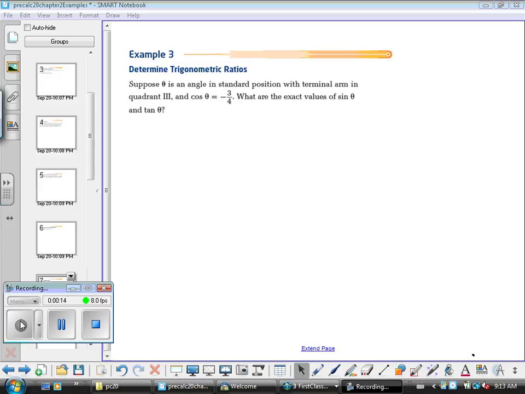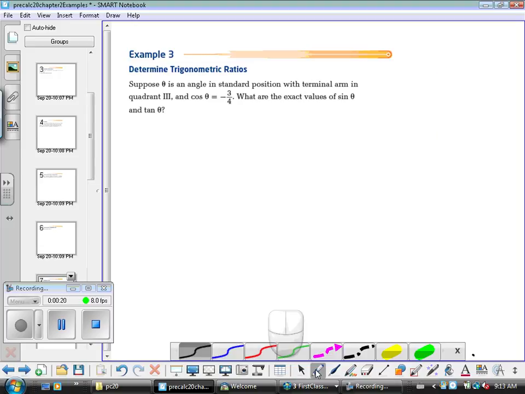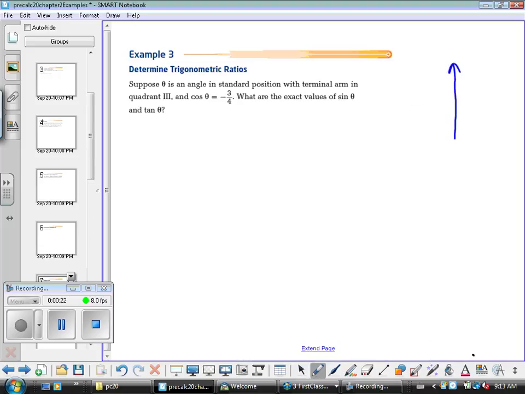It's important that they tell us that it's in quadrant 3 because with a negative cos value, you know that your angle could be in either quadrant 2 or 3, right? Because cos is positive in the first and fourth quadrants, and it's negative in the second and third. So we're looking in the third quadrant.